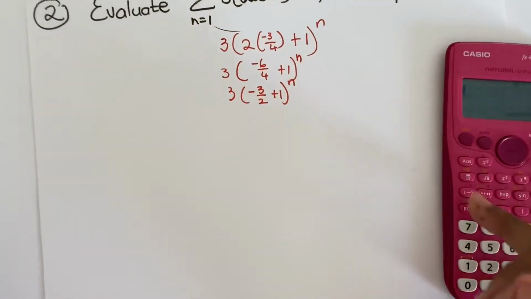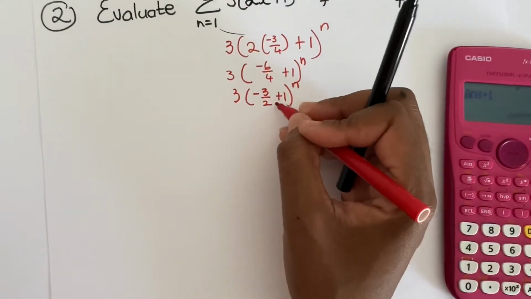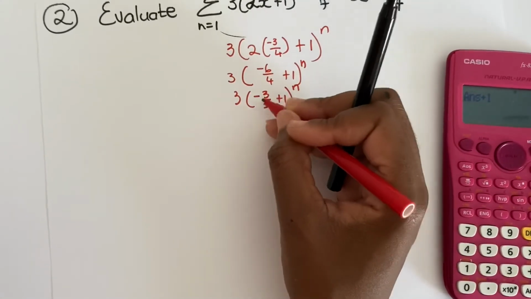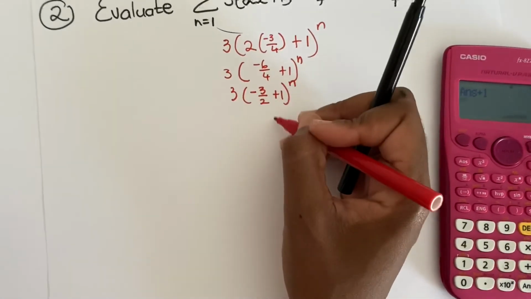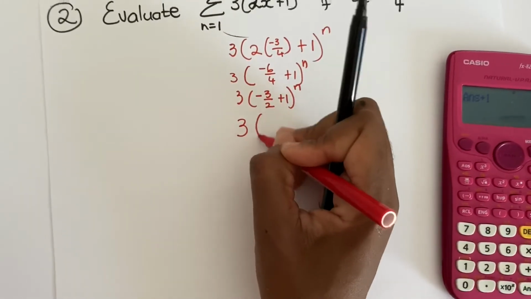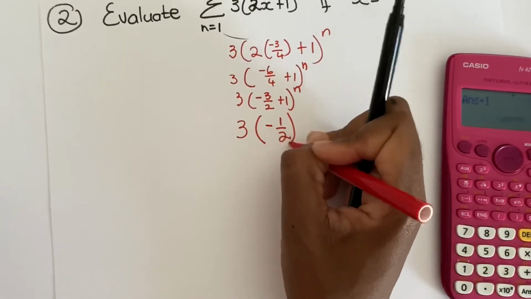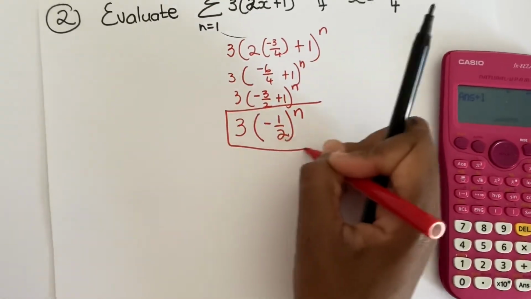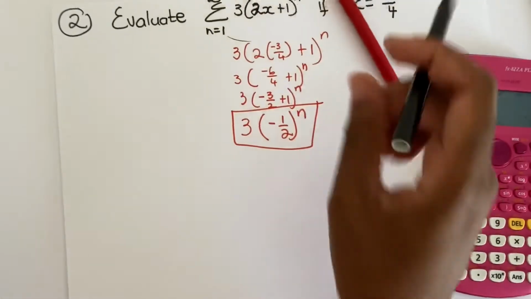And what is negative 3 over 2 plus 1? It's like 1 minus 3 over 2, or rather 2 over 2 minus 3 over 2, which is simply going to be negative 1 over 2 to the power n. So this is your series. So what is this question asking you?